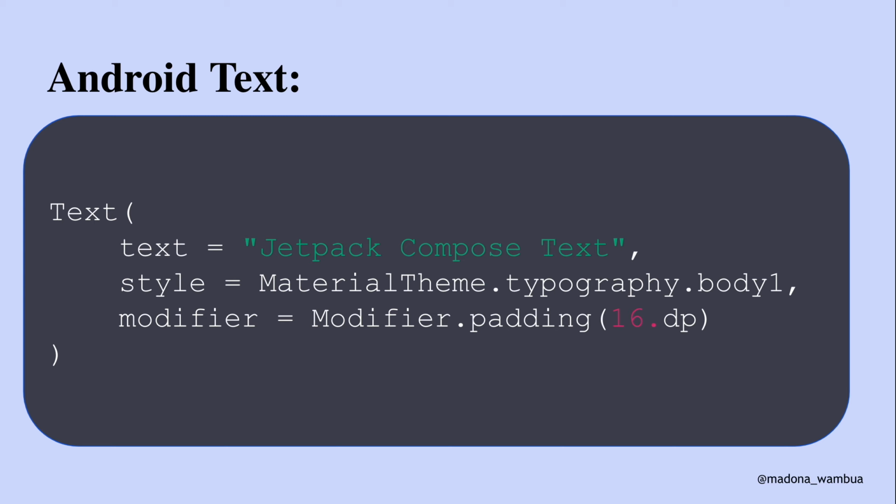In Jetpack Compose, the Text component takes a string as a parameter, which is used to set the content of the text. The style parameter is used to set the text style, such as font, color, and size. The modifier parameter is used to set the layout properties of the text, such as adding padding and width. I think of the modifier as just a decorator, which is super cool. You can decorate all your components easily.